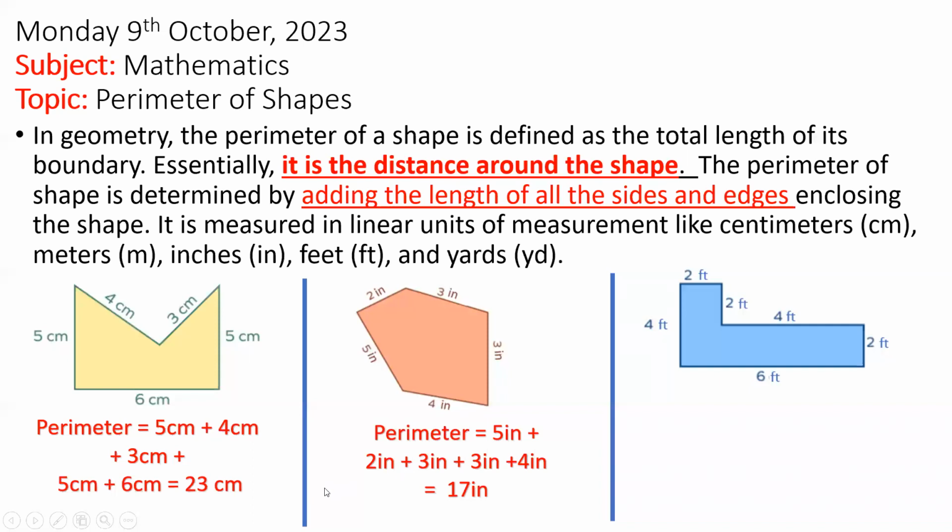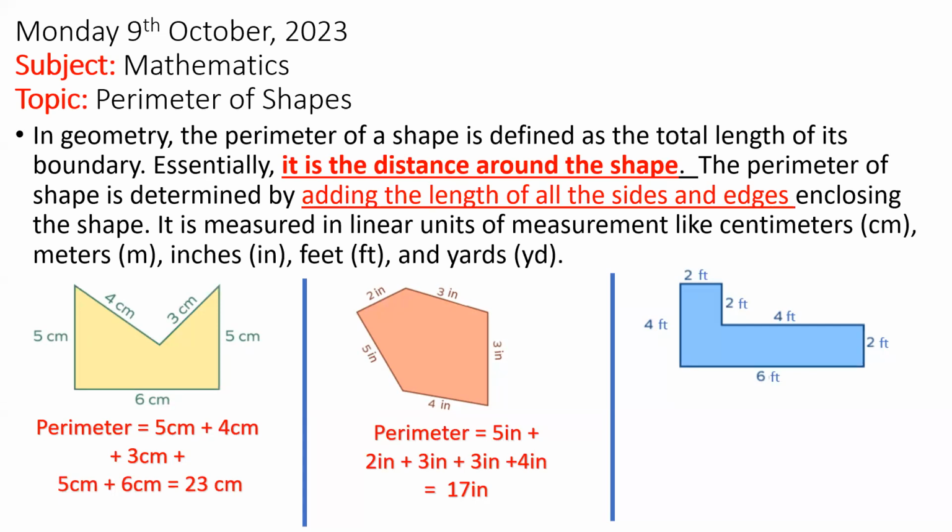Put your hands inside the chart like how you did for the other ones. We have 4 feet here, 2 feet here, 2 feet there, 4 feet here, 2 feet there, and 6 feet there. In the chat, tell me what is the perimeter of this shape. Remember, perimeter is found by adding the lengths of all the sides and edges. The perimeter is the distance around the shape.